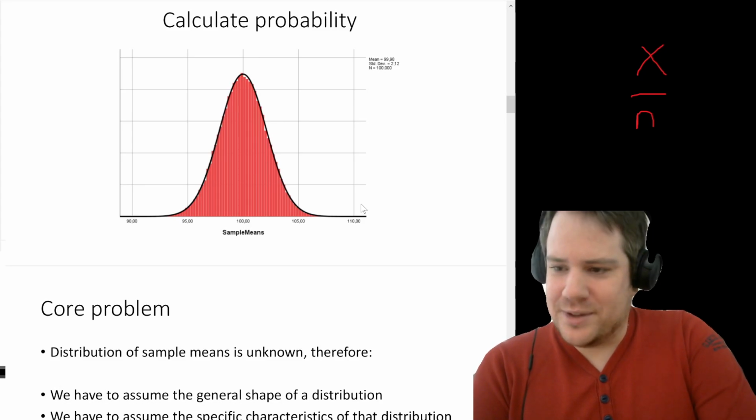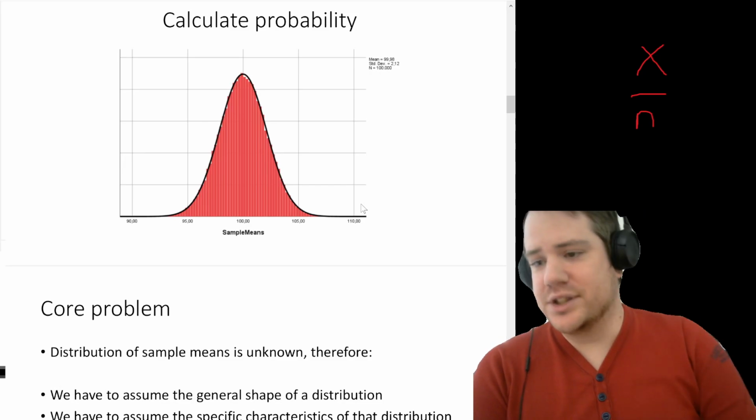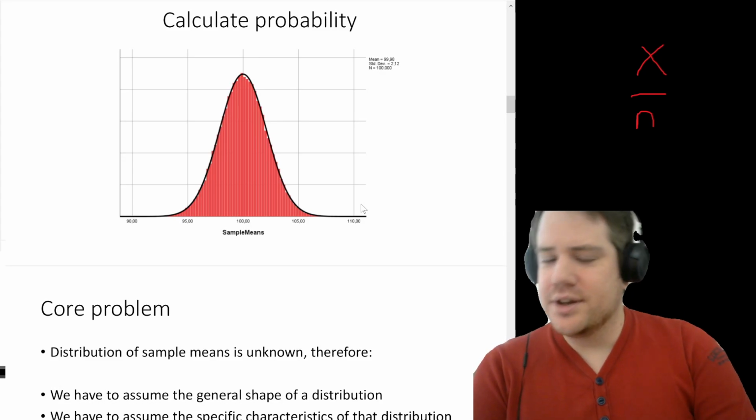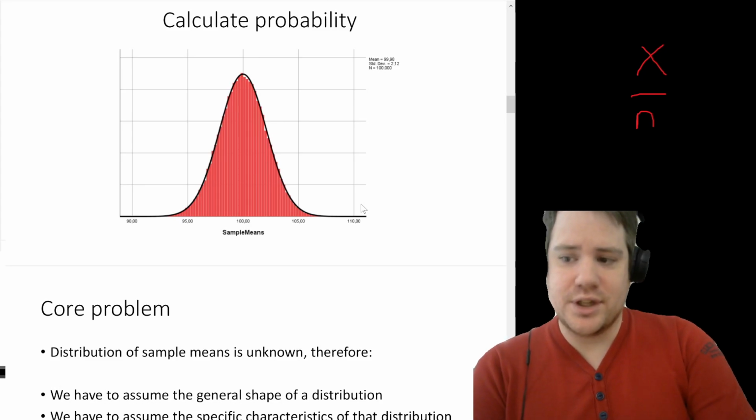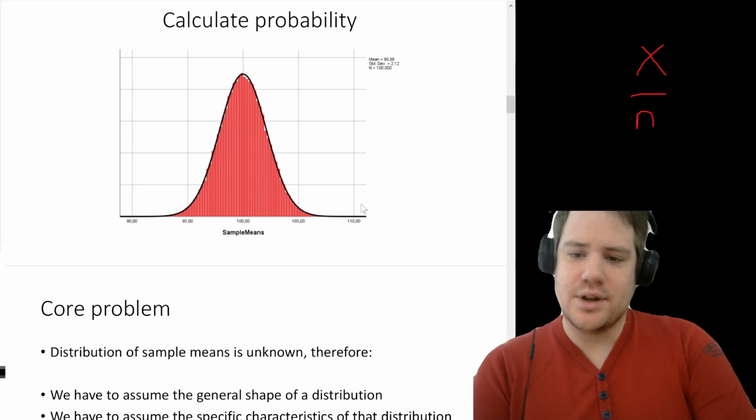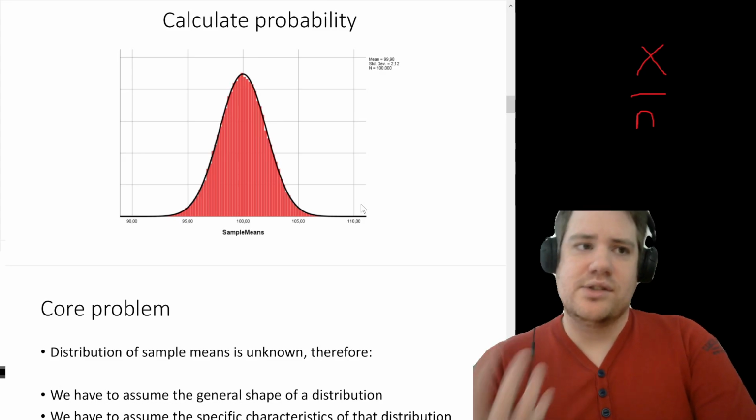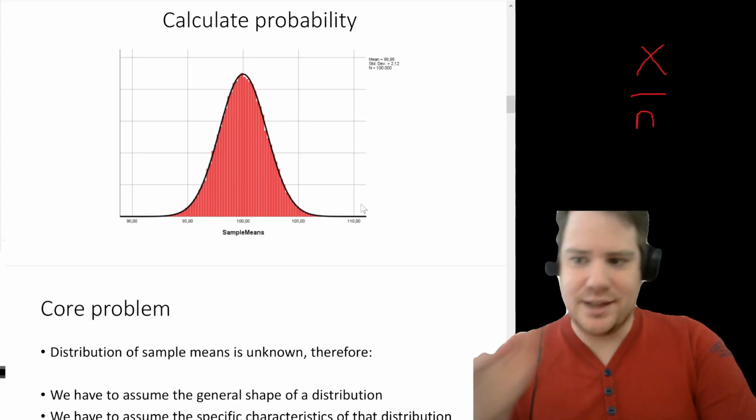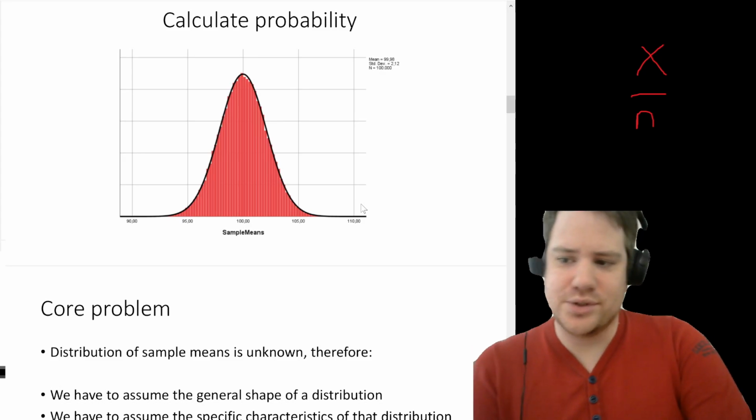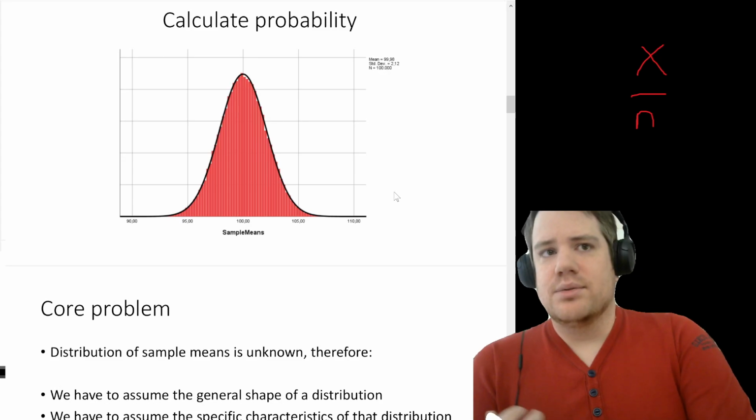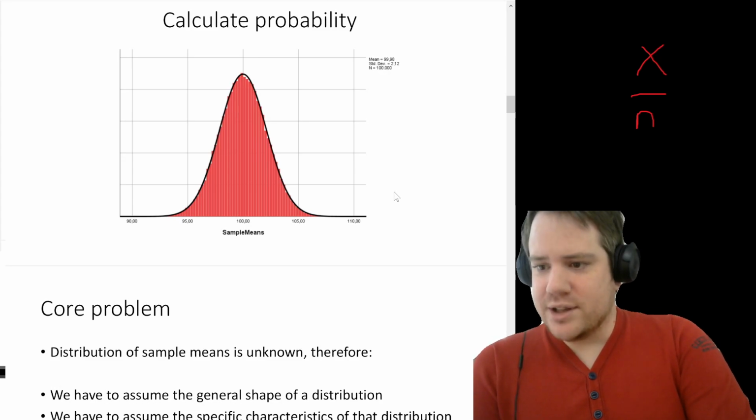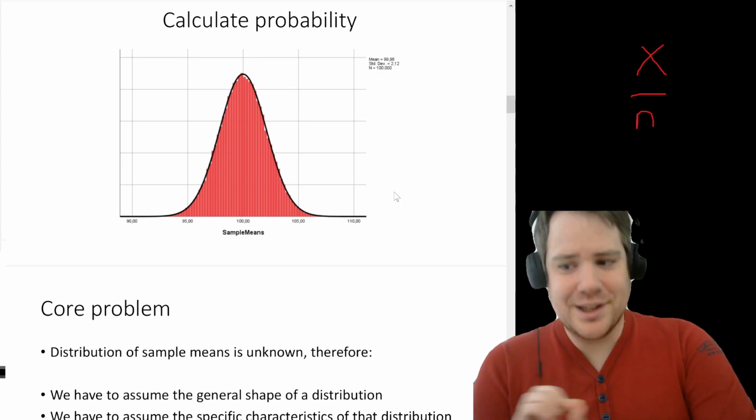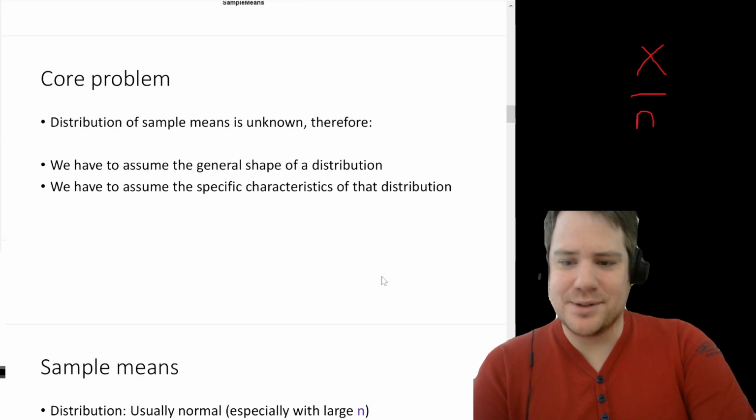And on top of that, we also need to know the specific characteristics. For example, if it's a normal distribution, okay, you have the general shape, that's good, but you also need to know the mean of that distribution and the standard deviation of that distribution to exactly define it. Just like for the binomial distribution, you needed to know the sample size and the probability of success to define the exact binomial distribution. So it's not enough to even know the shape. You need to know the exact characteristics of it as well to properly define it. And that's really hard when you don't have access to the population whatsoever. But that's what we're learning.